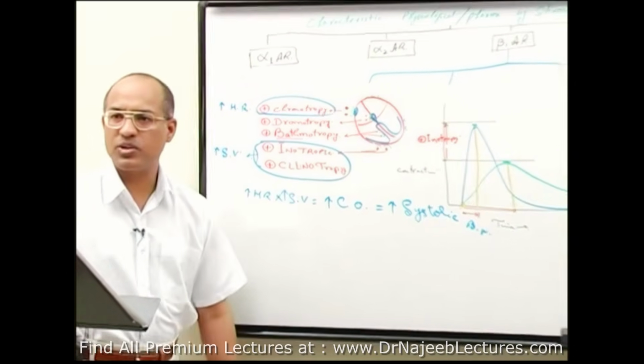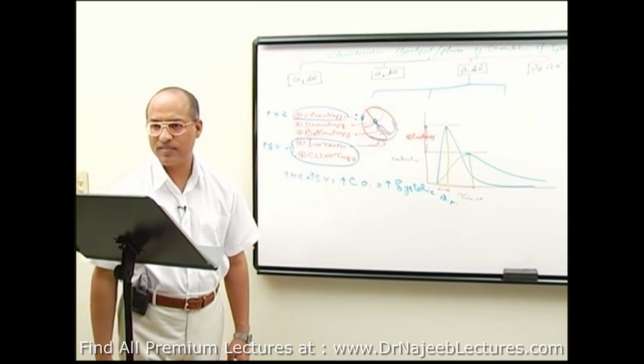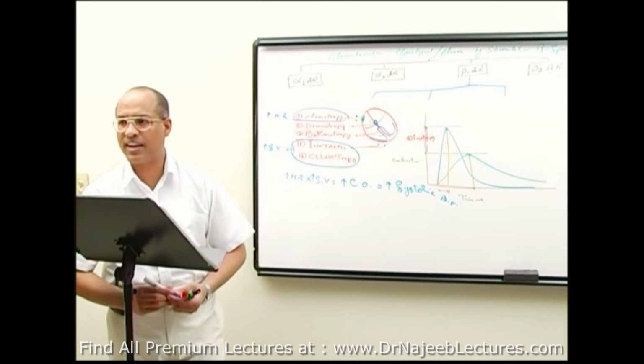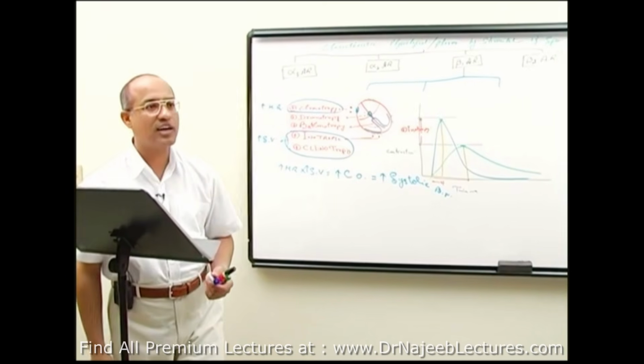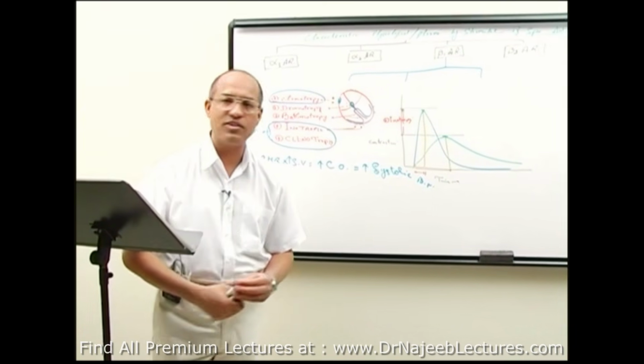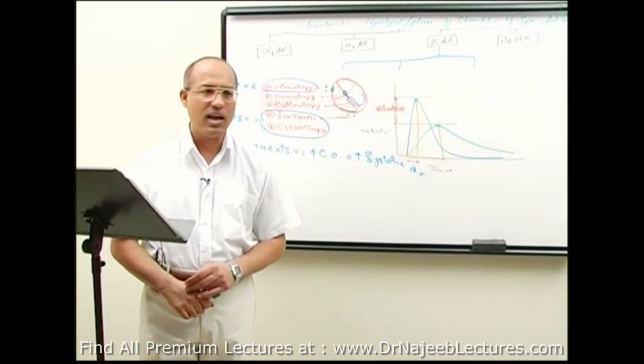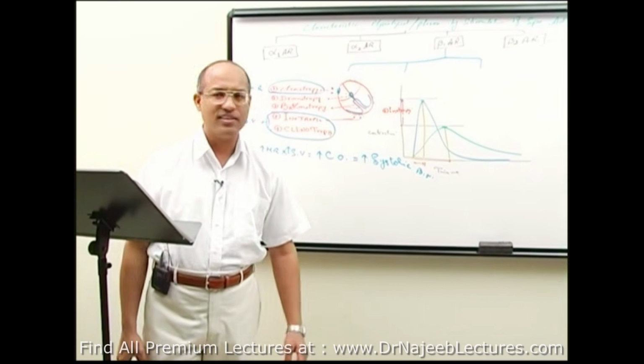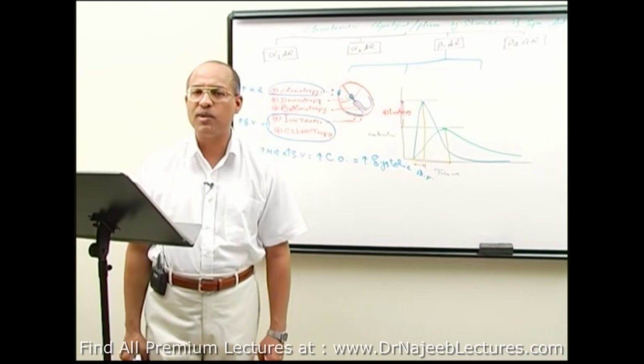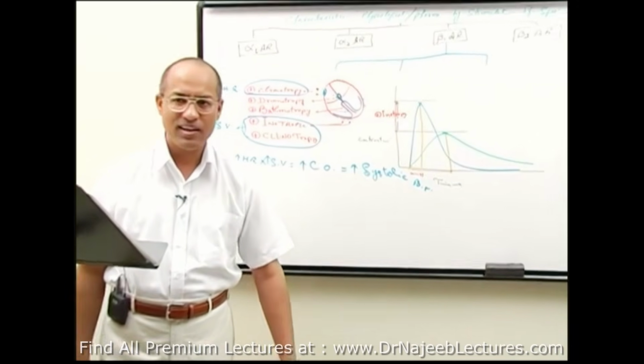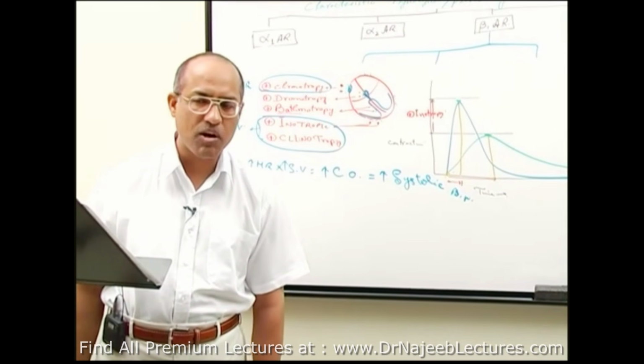So all the drugs which are direct cardiostimulant, which are positive chronotropic and positive inotropic, they increase the cardiac output and they increase the systolic blood pressure. And it's very easy to understand that if there is a drug which is beta 1 blocker, can you tell me any drug which is beta 1 blocker?